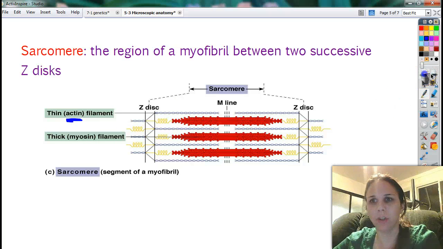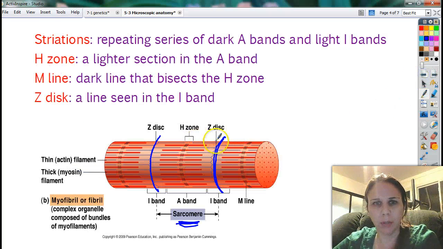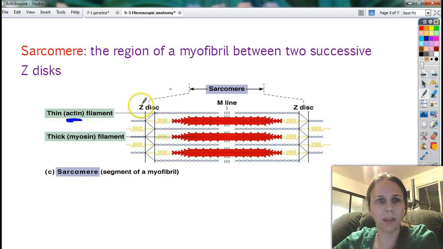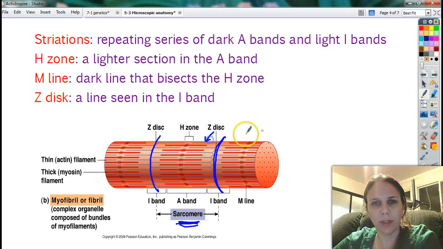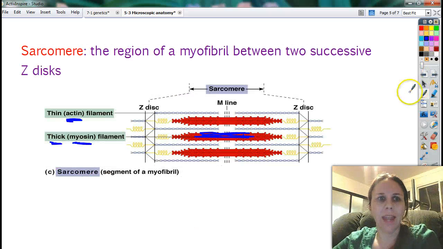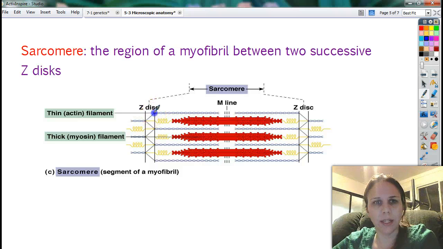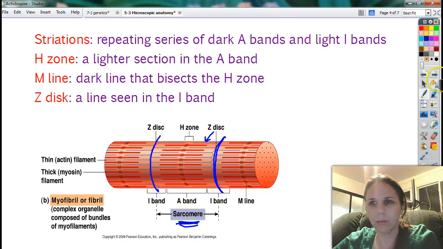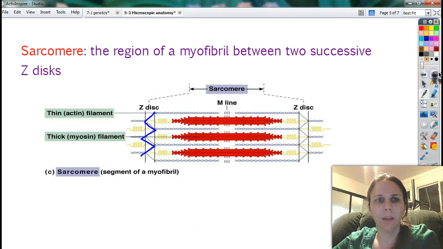So let me go back and show you. That's these little thin blue lines right there. That's actin. Okay. Then we have thick ones called myosin, and the thick ones are these big red ones right here. So let me go back. It's the red ones right there. Okay. And then here's the Z disc. So we go back. Z disc. Oh, let me get rid of that. There. Z disc. Okay. And there's our M line.